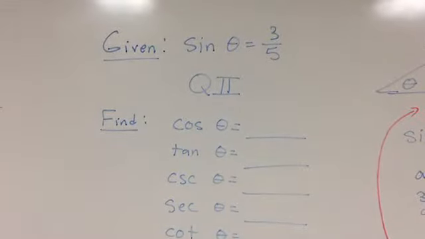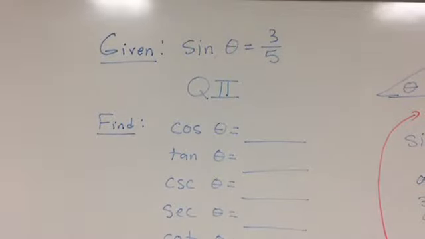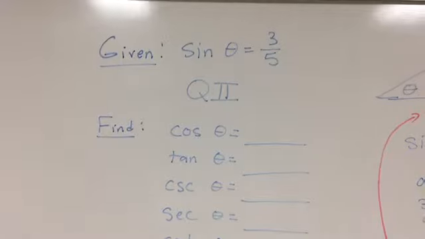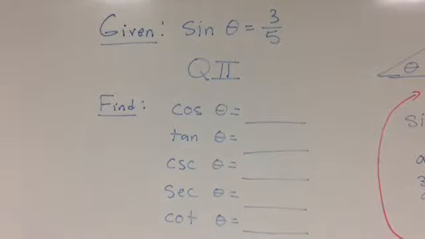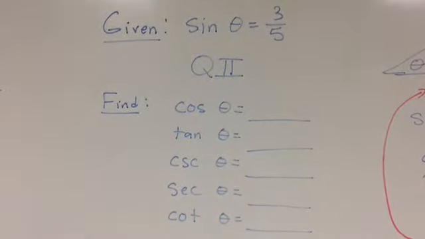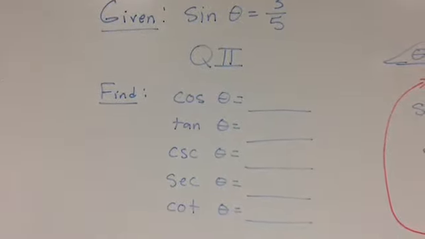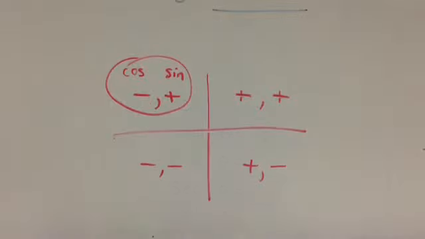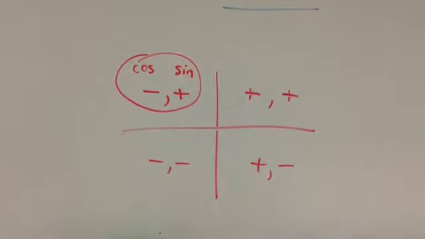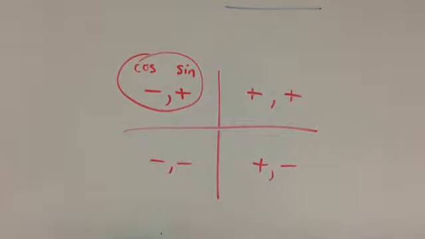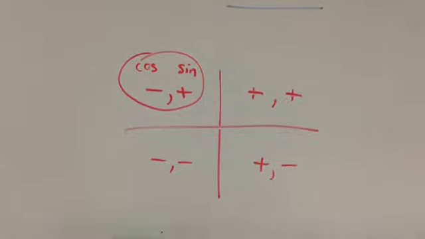For this problem, we now add some constraints to our trig functions. Let's say we are given that the sine of an angle is 3/5. The angle is in quadrant 2. Find the values of cosine, tangent, cosecant, secant, and cotangent, the remaining 5 trig functions. Because we're in quadrant 2, we must be aware of the positive or negative value of sine and cosine. In quadrant 2, cosine will have a negative value, and sine will have a positive value.